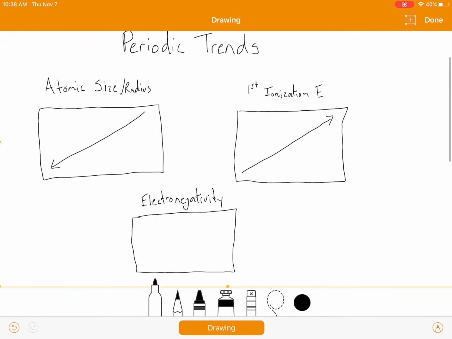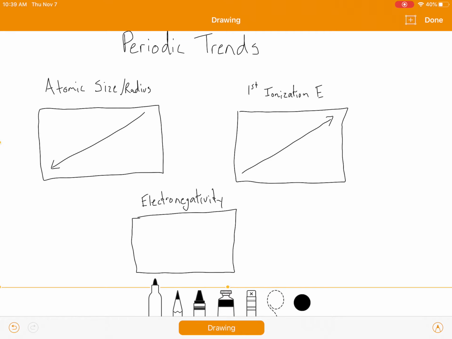Last one, electronegativity. That is defined as a bonded atom's ability to attract electrons to itself. A bonded atom's ability to attract electrons to itself. And simply, there's more to it, and we will discuss this in class, but simply speaking, it's how well an atom can attract electrons to itself.